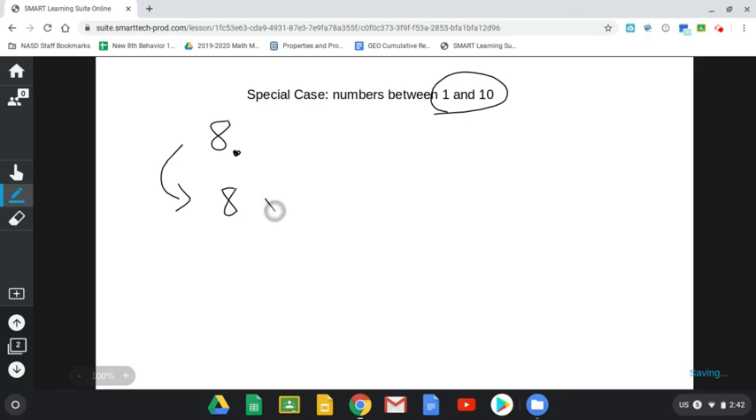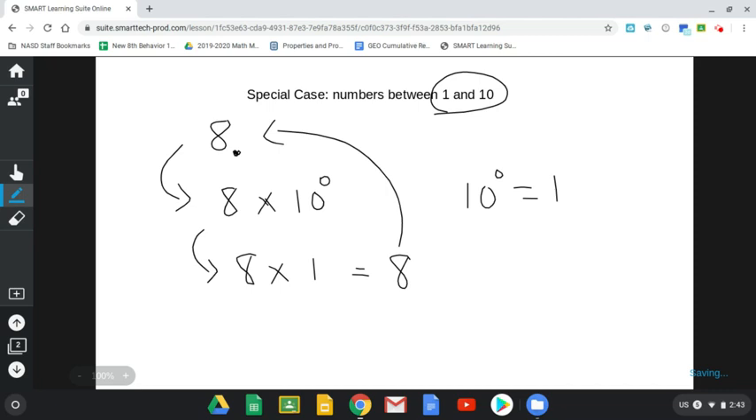We still have to multiply it by a base factor of 10. It's just we've got to figure out what the exponent is. Well, since we didn't move the decimal any place values, our exponent would be 0. And if you remember in a previous video, anything raised to the 0 power is equal to 1. So I could rewrite this as 8 times 1, which just equals 8, which is what I started with.